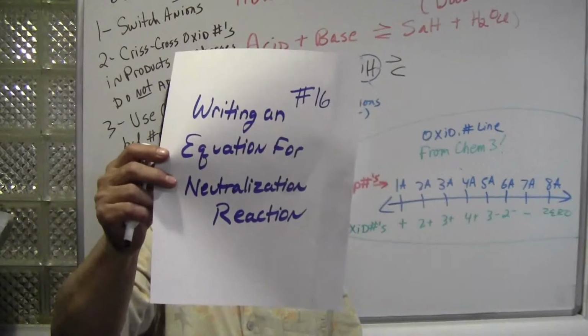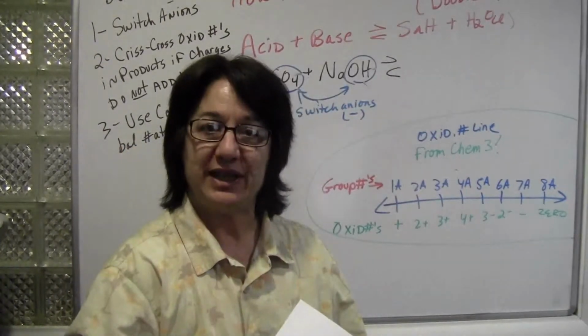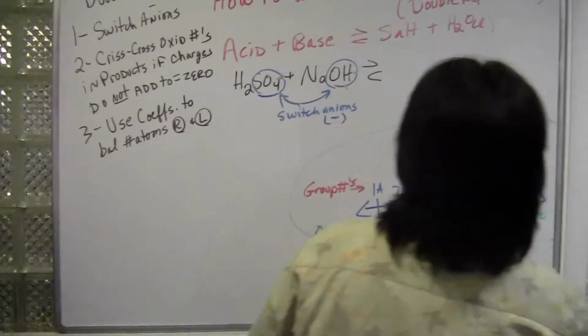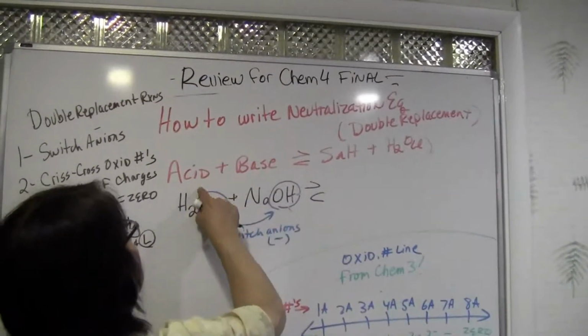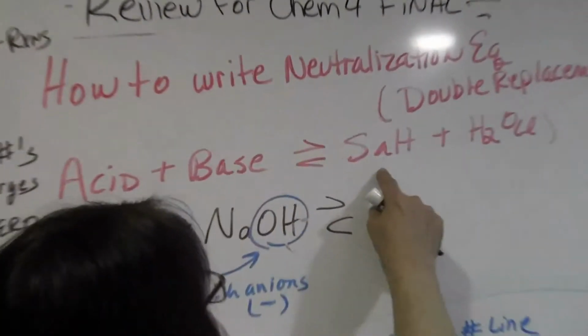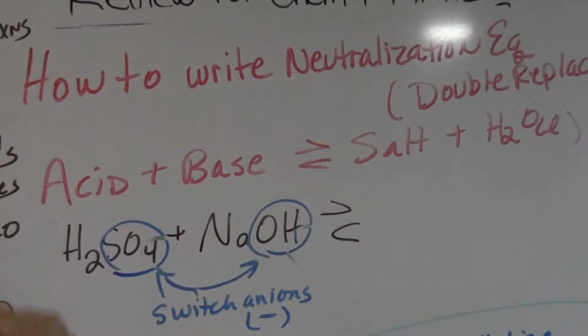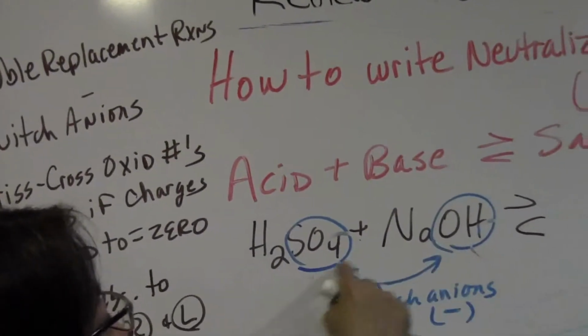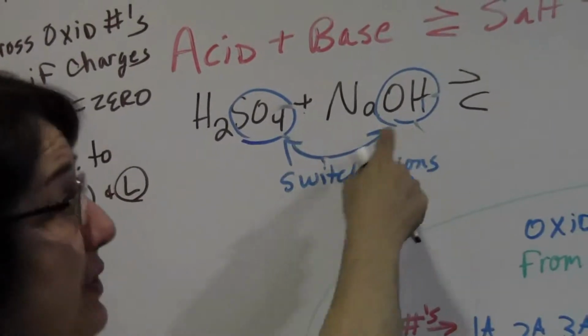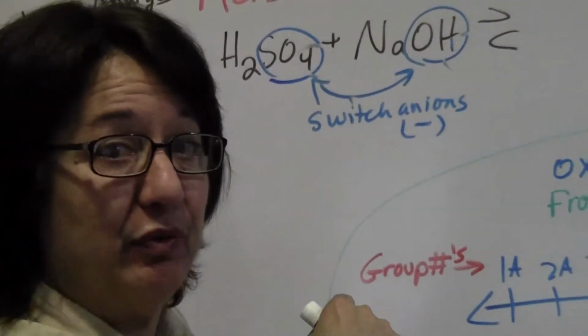We're learning how to write an equation for a neutralization reaction. Remember, a neutralization reaction is an acid plus a base. Our products are going to be salt and water. Now this is acid plus base reactions. Neutralization reactions are double replacement reactions.